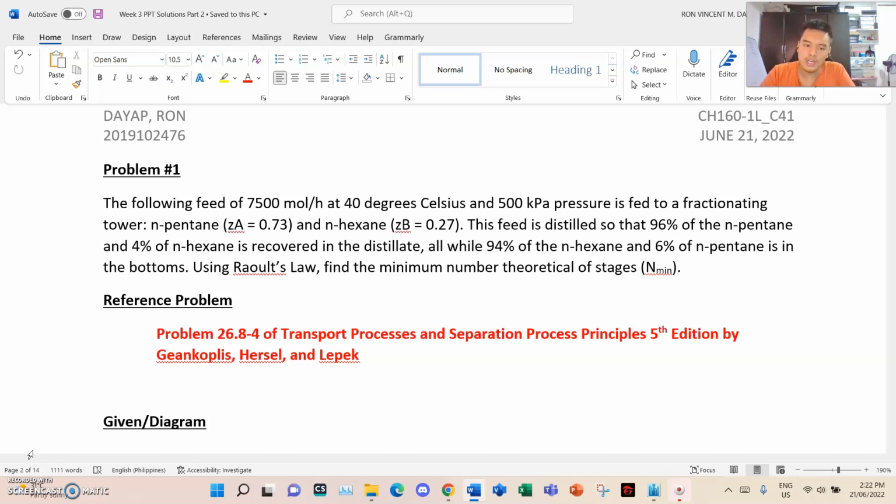The following feed of 7,500 moles per hour at 40 degrees Celsius and 500 kilopascals pressure is fed to a fractionating tower, where the components of the feed are N-pentane at 0.73 mole fraction and N-hexane at 0.27 mole fraction. This feed is distilled so that 96% of the N-pentane and 4% of the N-hexane is recovered in the distillate, while 94% of the N-hexane and 6% of the N-pentane is in the bottoms. So using Raoult's law, find the minimum number of theoretical stages.